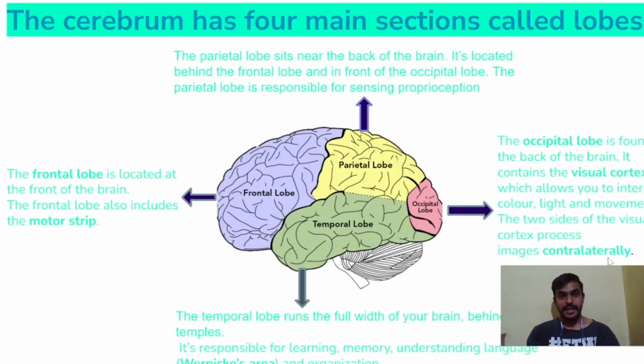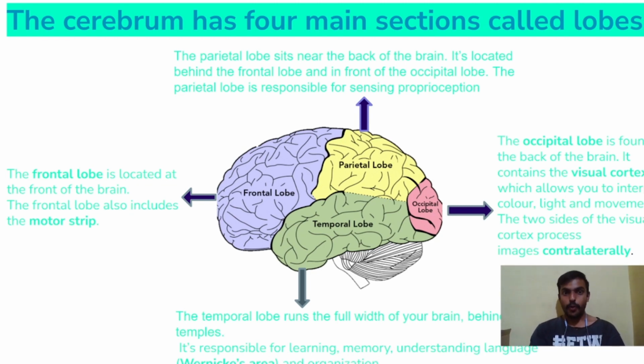The cerebrum has four main sections called lobes. Those four main sections are the frontal lobe, parietal lobe, occipital lobe, and temporal lobe. The frontal lobe is located at the front of the brain. The frontal lobe also includes the motor strip.